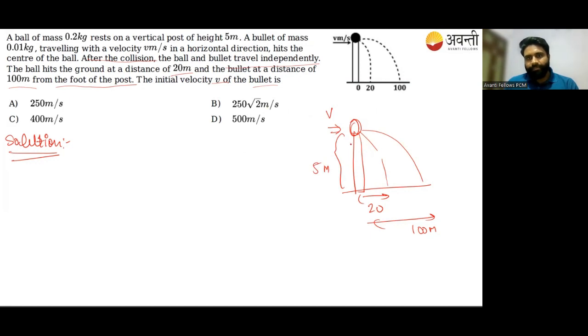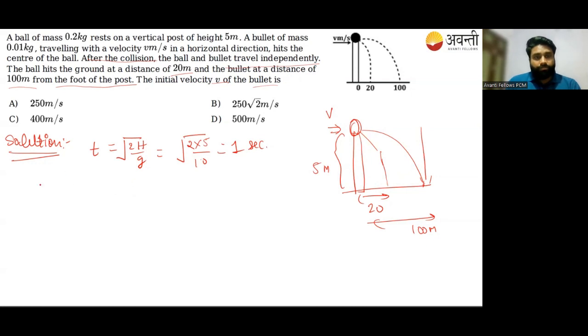Now, what is the time taken by this ball to cover this height h? There is a simple formula: t is square root of 2h by g. This height is 5 meter and g we take as 10, so it is 1 second. So in 1 second the bullet covers this 5 meter going downward, and the ball would also cover this 5 meter in 1 second.